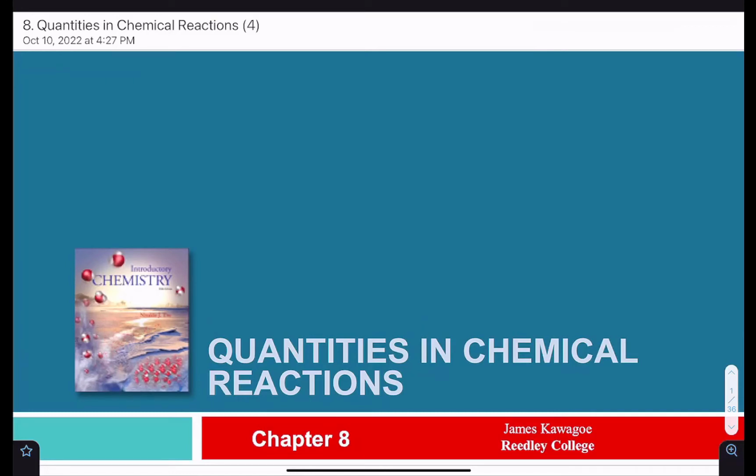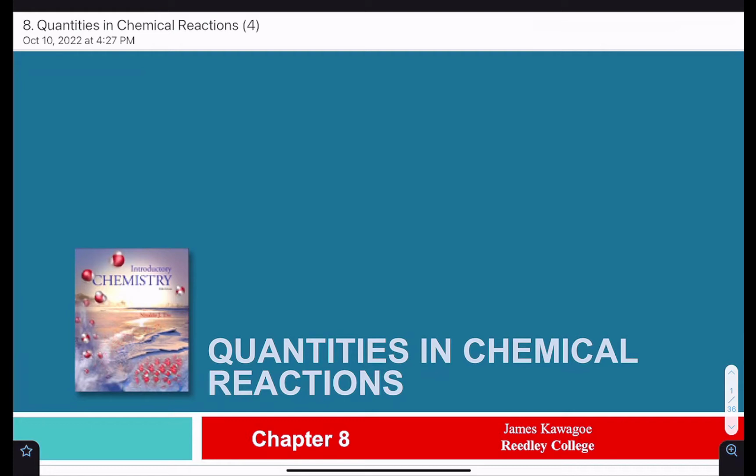Chapter 8 is where we get into what really is, finally, the crux of chemistry, where we're talking about quantities in chemical reactions, not just different types of chemical reactions, but how you can actually use these to calculate things. In particular, if you put in a certain amount of reactants, usually a mass, how much are you going to get out? How much could you possibly get out? How much of each thing do you need to make a certain amount of a product? And that's the question being answered here.